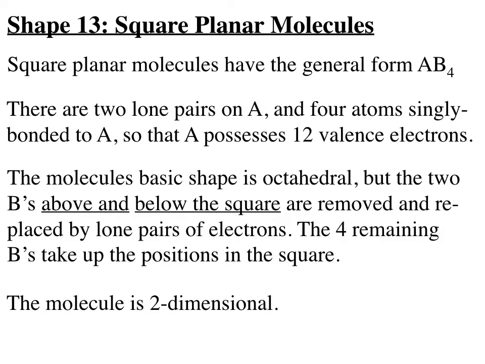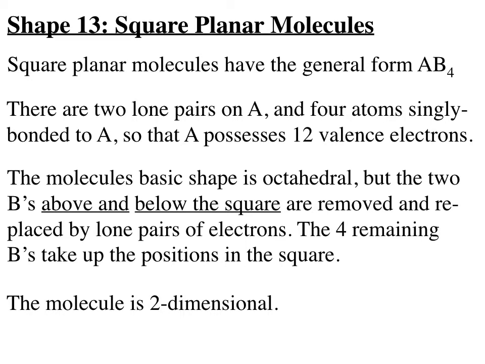Last shape will be the square planar molecule. It is again derived from the octahedral case. The octahedral case is the hypervalent situation where there are 12 electrons around the central A. So this begins with 12 electrons around the central A. But in this instance, there are 4 bond pairs, since I have 4 B's attached to it, 4 single bonded B's. Then I have 2 sets of non-bonding pairs on that central A.